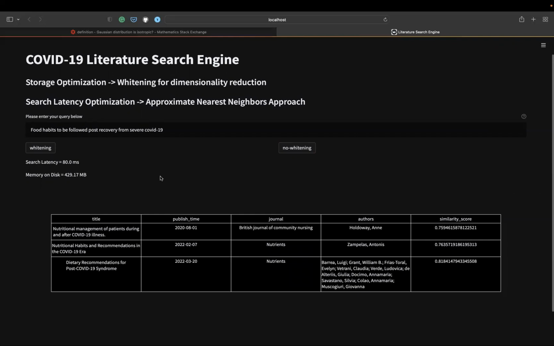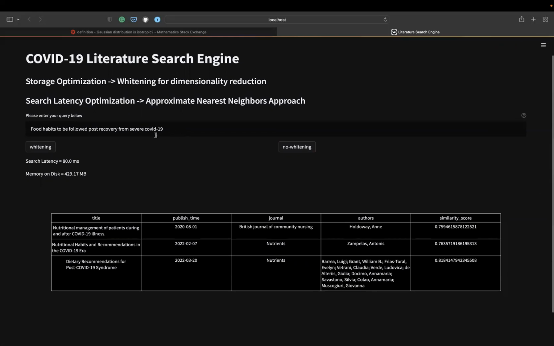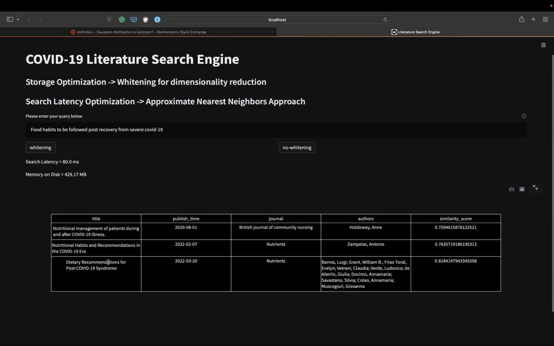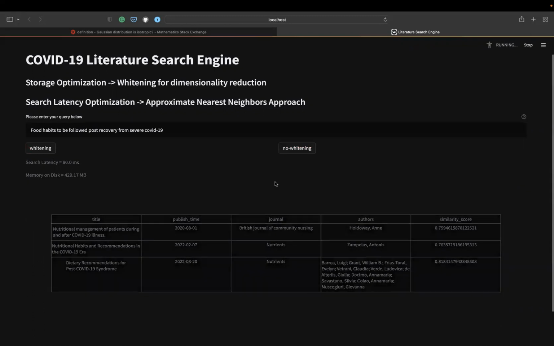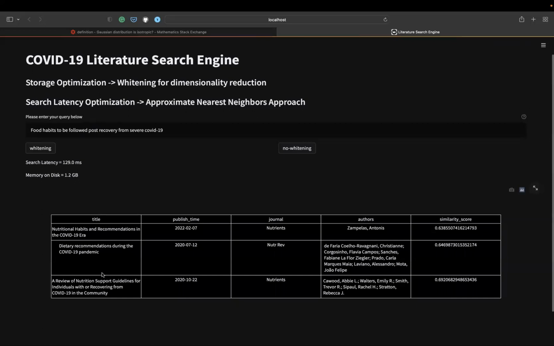Okay. And coming to the last query, I have typed: what are the food habits to be followed post recovery from COVID-19. Here you can see all dietary, nutritional related articles with the scores 81, 76, 75 with whitening. Without whitening, let's see. Yeah, almost similar articles we have got, but you can see the similarity score. Before, with whitening, it was in the 80s and more than 75. Here you can see it is well below 70 for most of these.